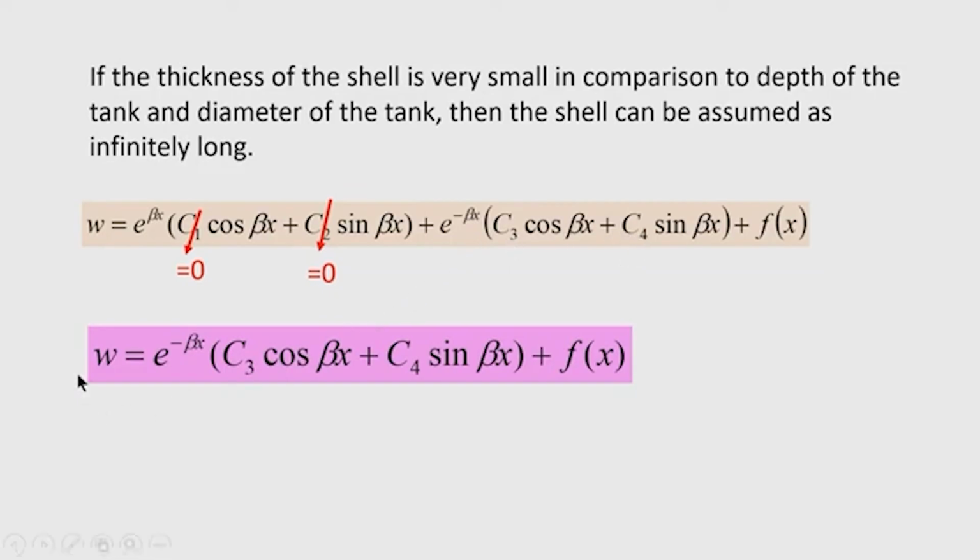The solution is now written as w is equal to e to the power minus beta x into (C3 cos beta x plus C4 sin beta x) plus f(x). So, this is the final solution, and the two constants of integration now have to be determined from the end conditions.